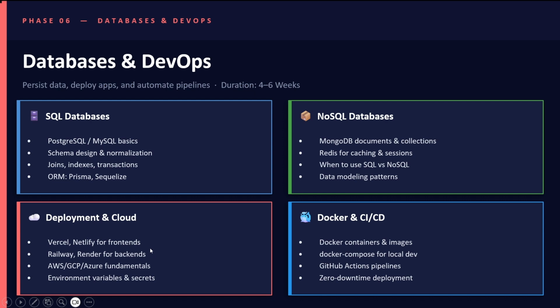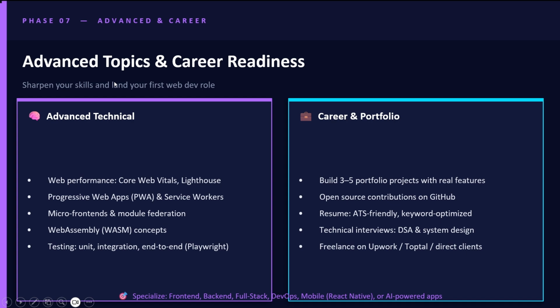And the third is deployment and cloud. Vercel and Netlify for frontends, Railway and Render for backends, environment variables and secrets, and Docker. This is also very important. Docker containers and images, Docker Compose for local dev, GitHub Actions. And phase 7, which is the advanced and career phase, guys. This is a very important phase after completing everything.